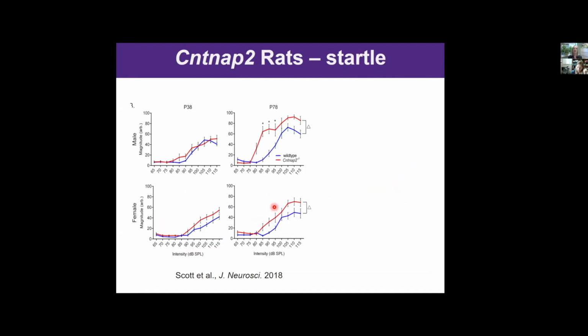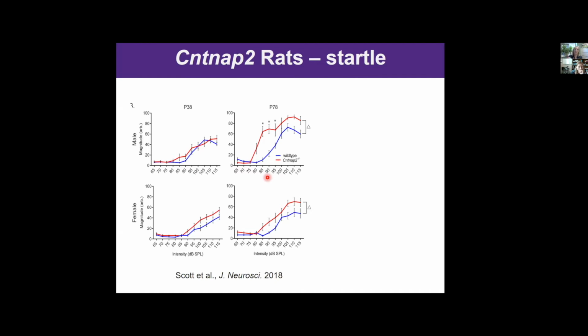And we looked at this in the Cntnap rat, and we see a very similar situation. We look in the young and in adults, and we see a slight increase of startle, especially at these quieter startle stimuli in the young ones. Top is male, bottom are females. But this is even more pronounced in the adults.